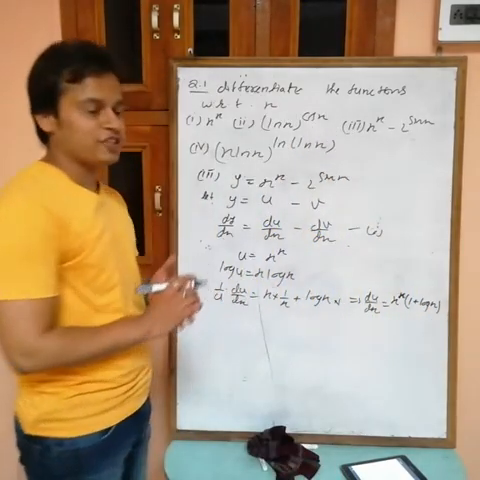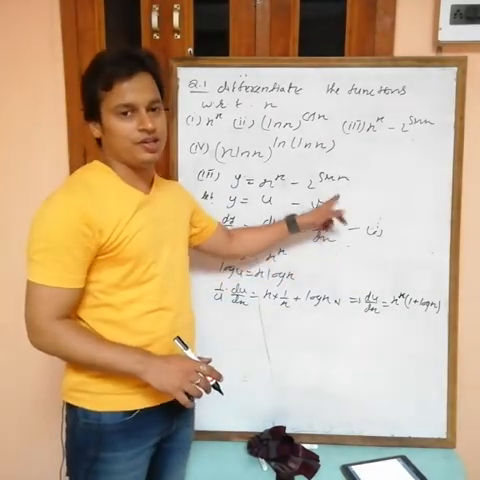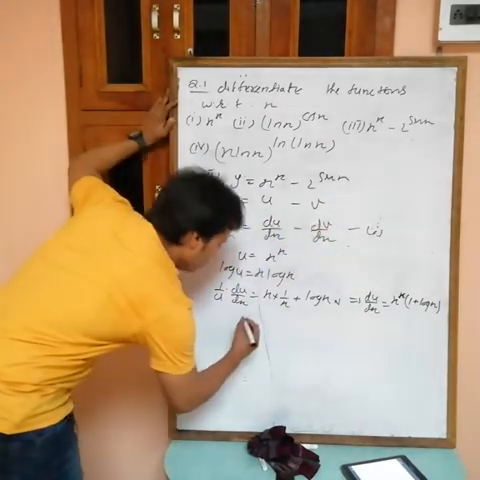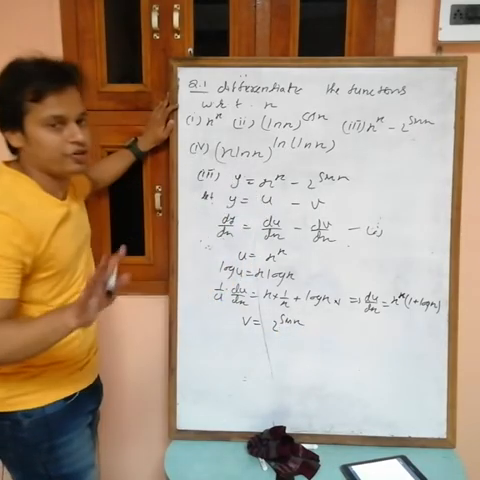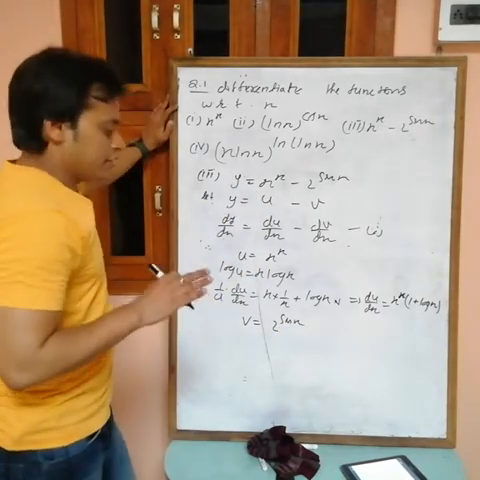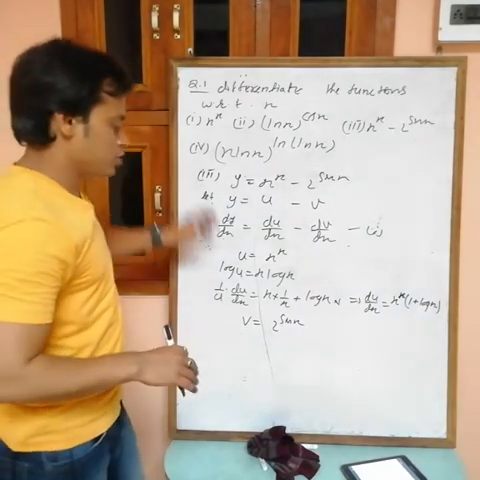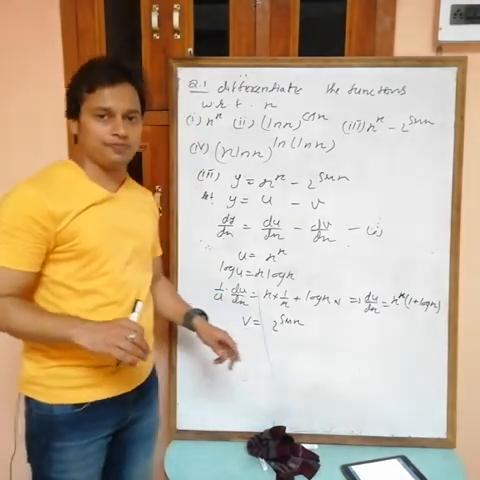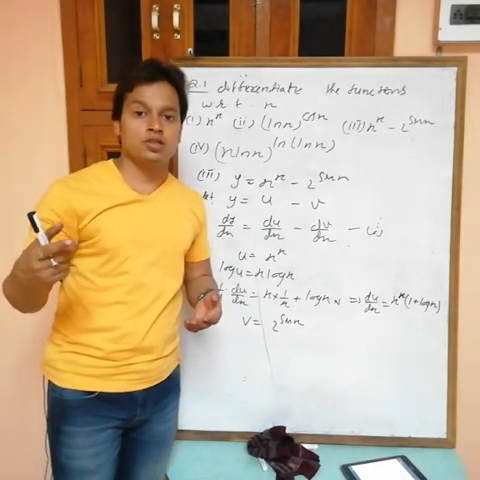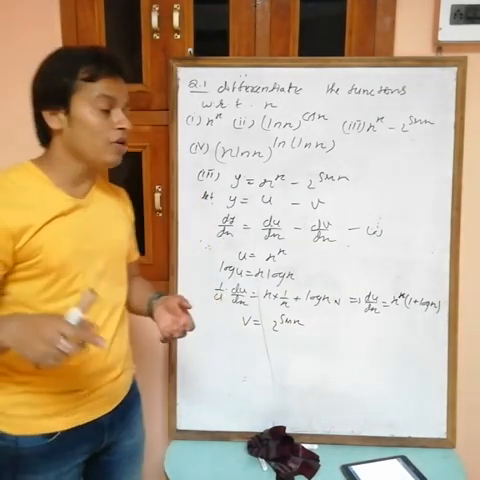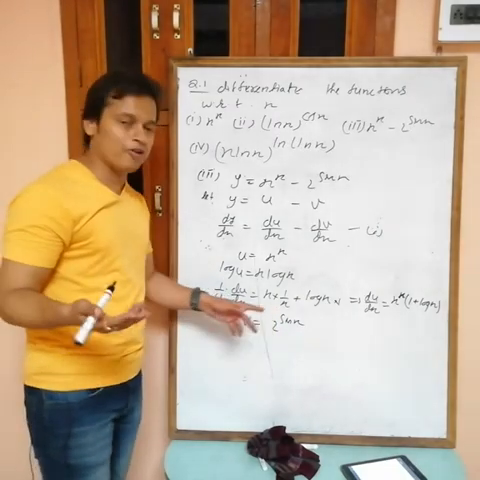Now we want dv by dx also. So take v equals 2 power sin x. We want differentiation of this one. Now for this one you have two options. You can assume this one as like a power x. You know a power x, differentiation of a power x is a power x into log a, or also you can take logarithm because in power we have function.